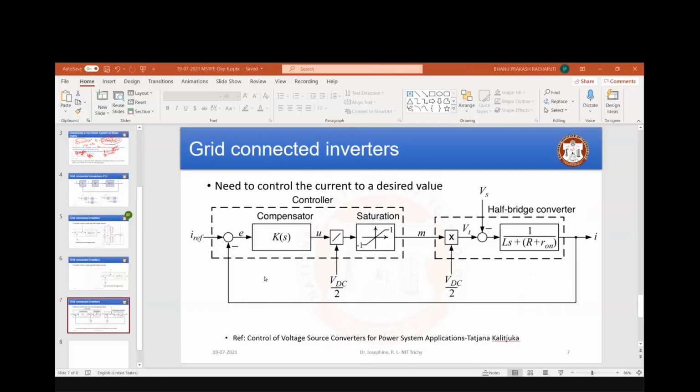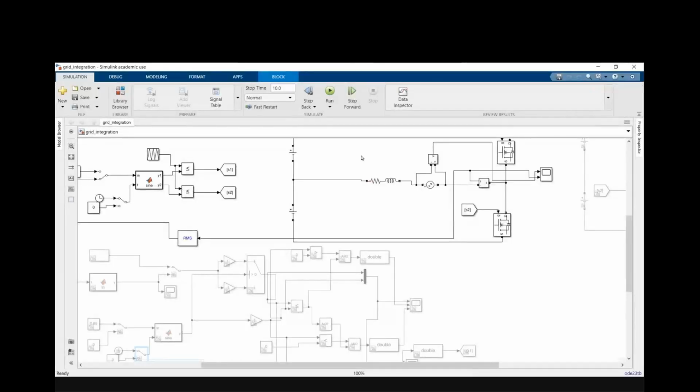MATLAB window not visible. Is it visible now?